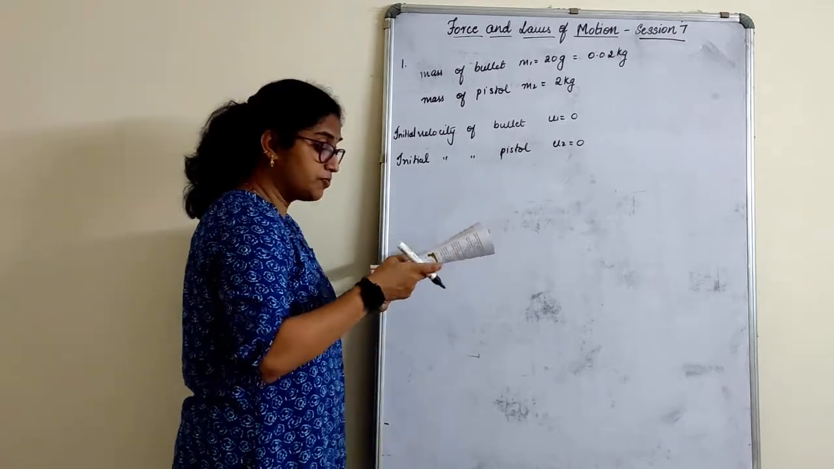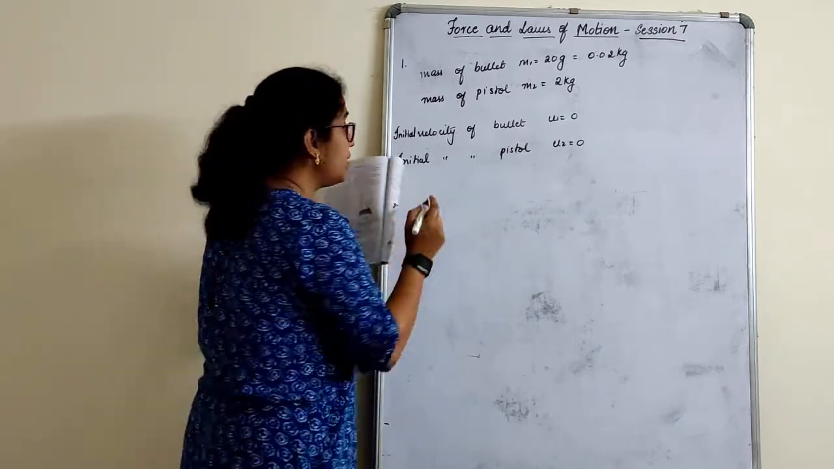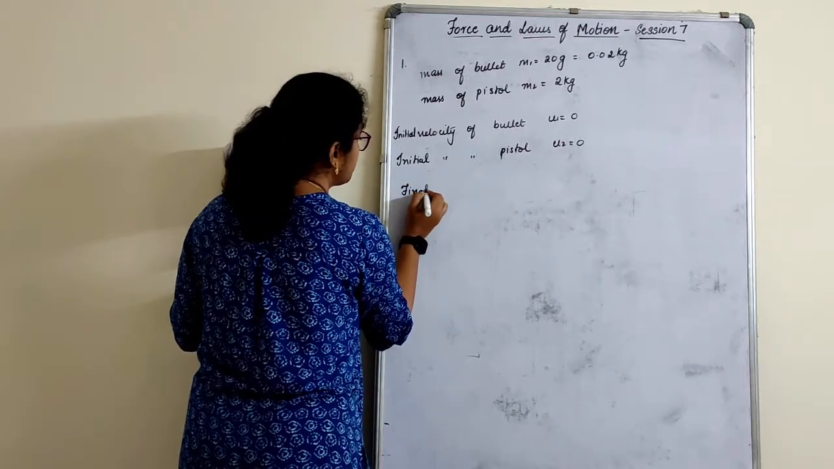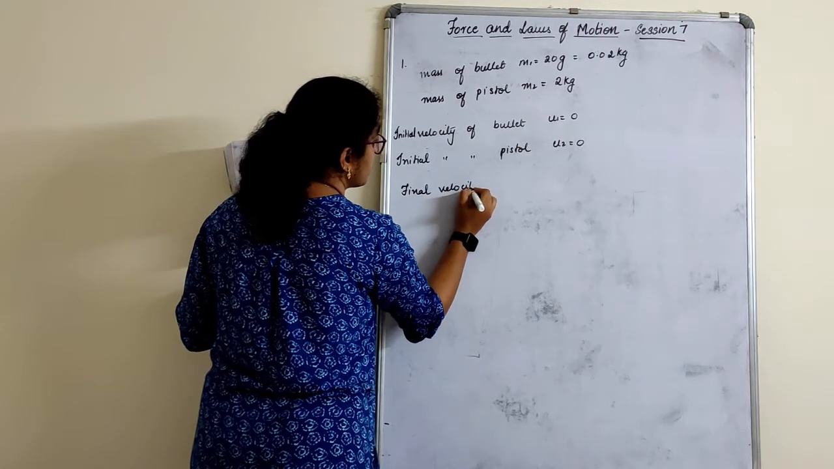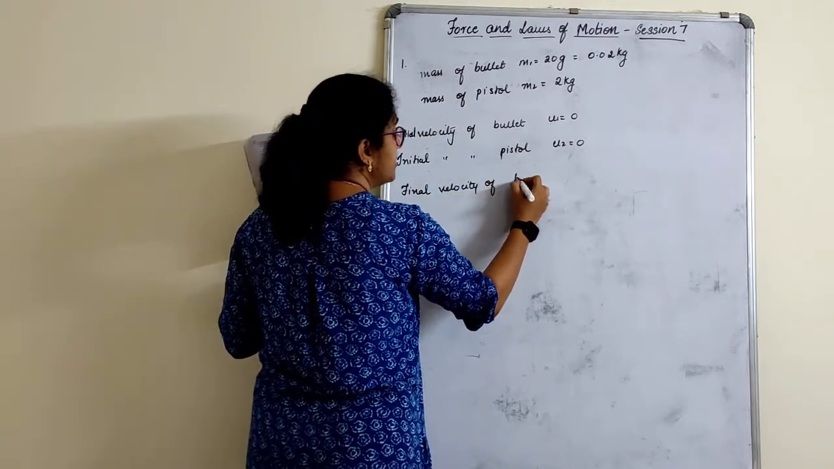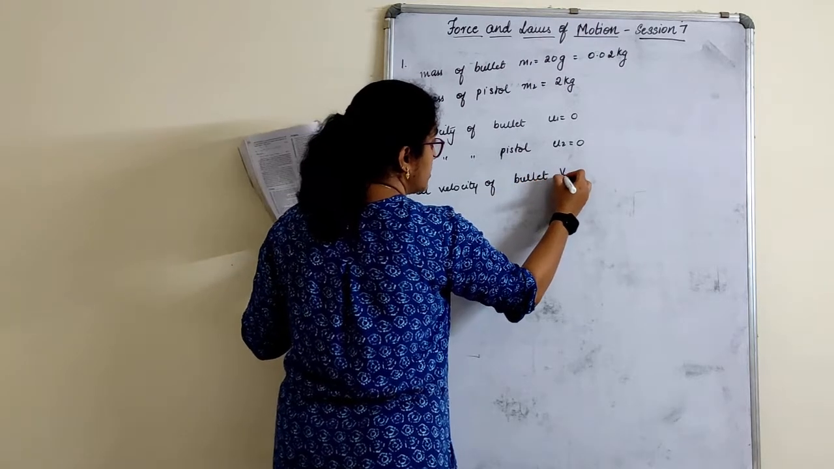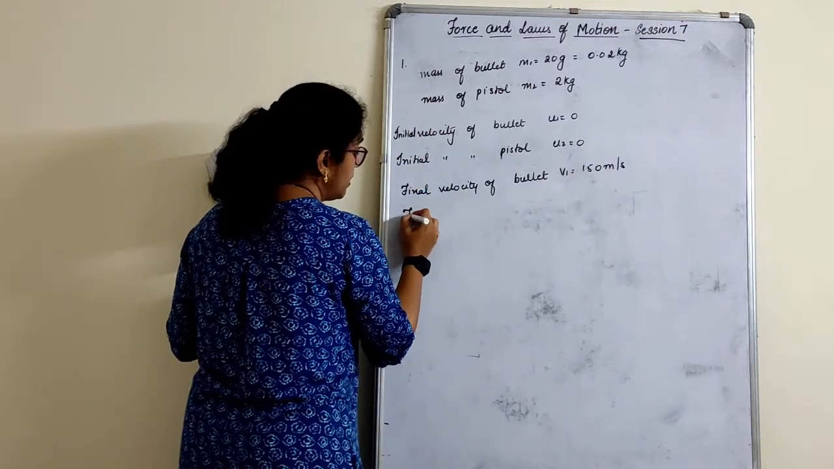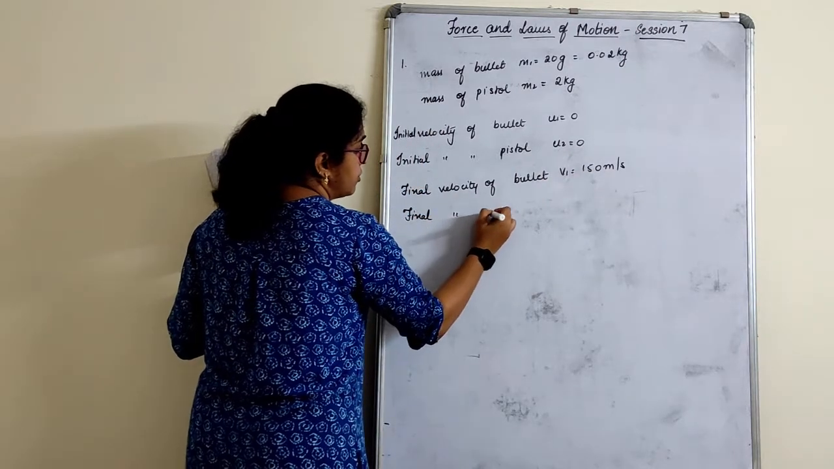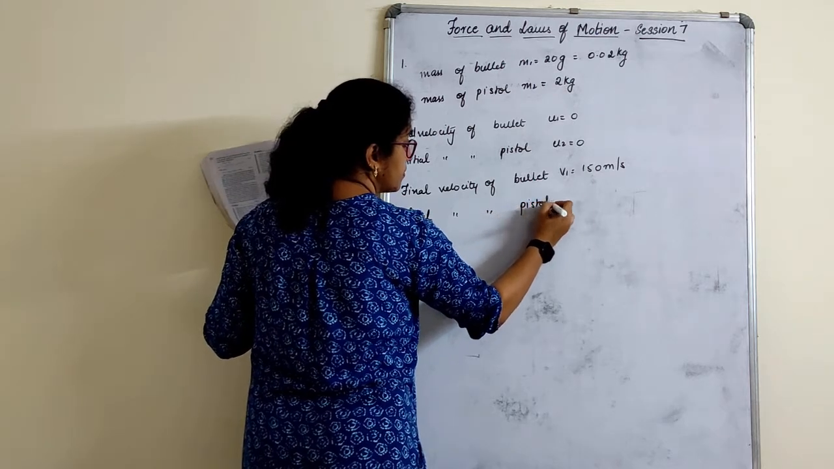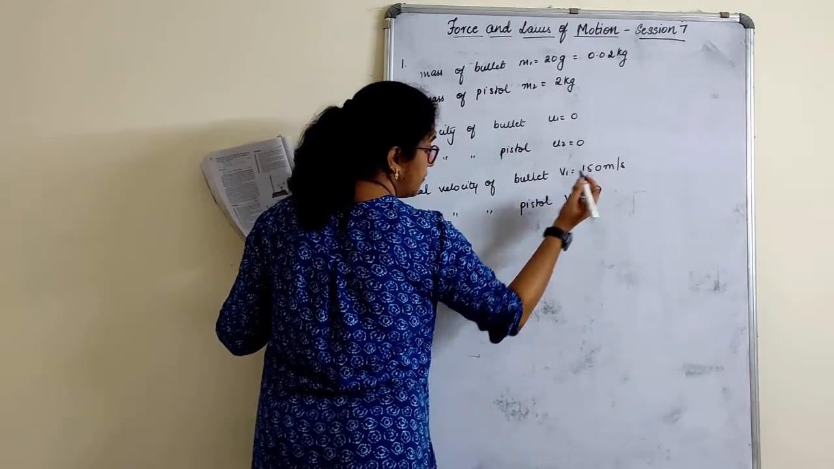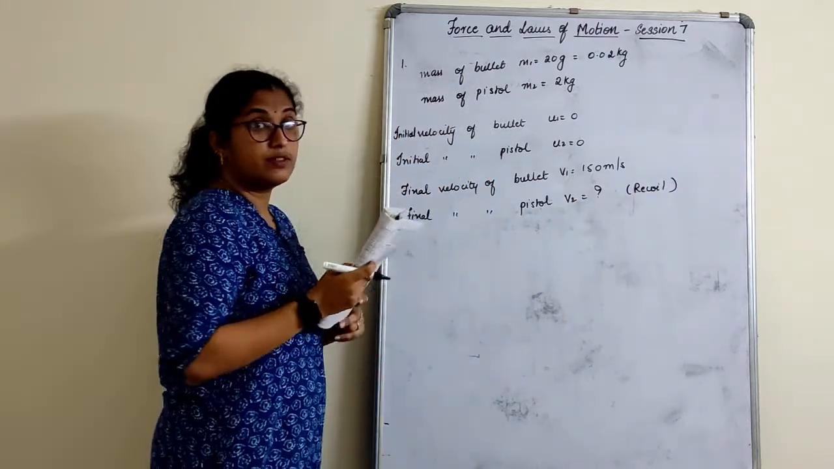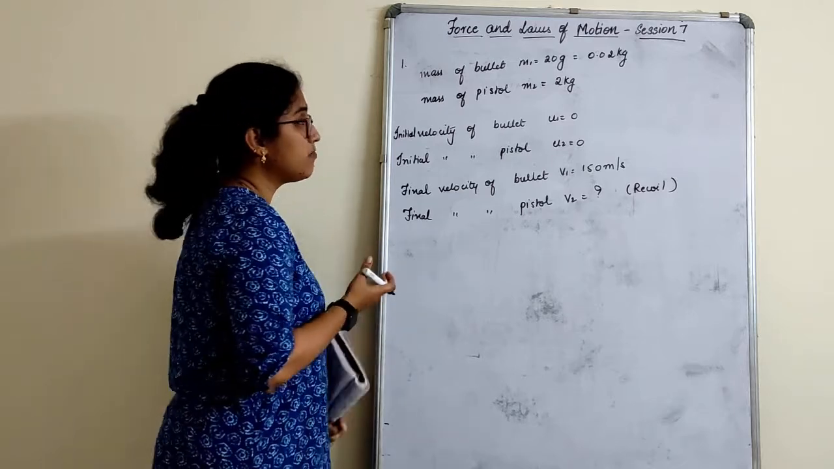Now what is moving here? A bullet is moving with a velocity. Pistol will not move. Pistol will have a recoil velocity. Final velocity of bullet, that is V1, is equal to 150 meters per second, and final velocity of pistol, V2, is what we have to find out. This is nothing but recoil velocity, right? Which will come in negative. This is the same, children, as yesterday's sum.